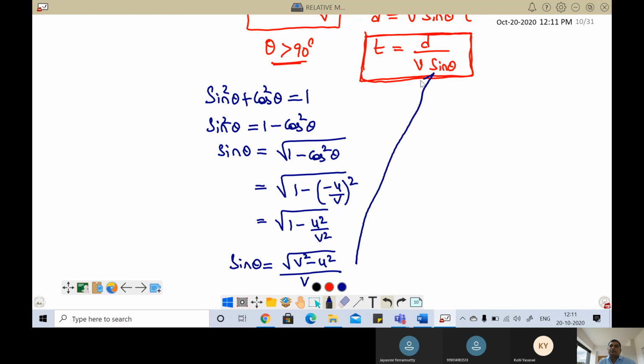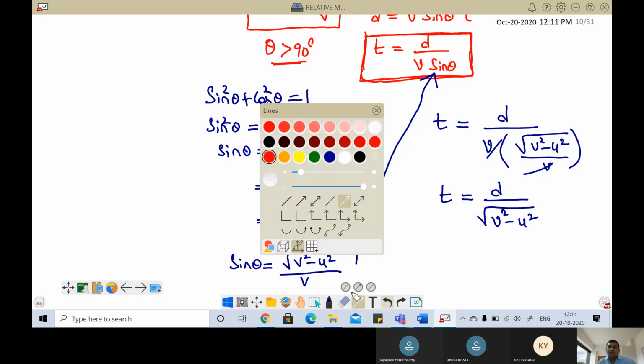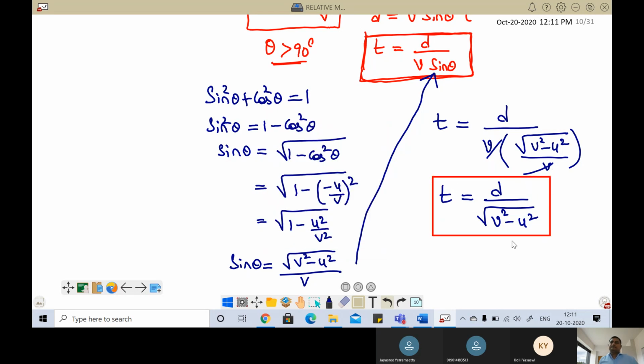If you substitute this sin theta here, then the time is equal to d by v sin theta. What is sin theta? Just now we got, root over v square minus u square by v, sir. Now this v will get cancelled. So t is equal to d by root over v square minus u square. So this is the formula for the time taken to cross the river.